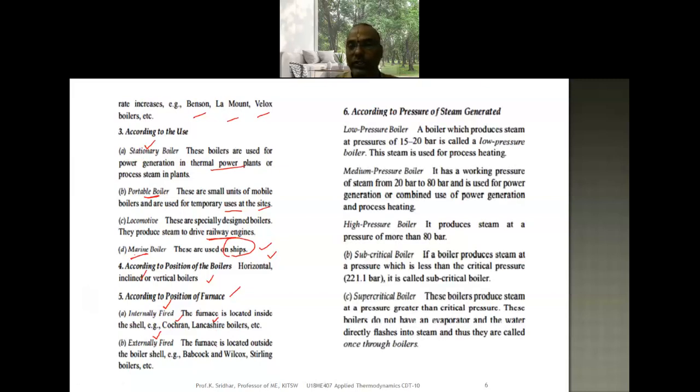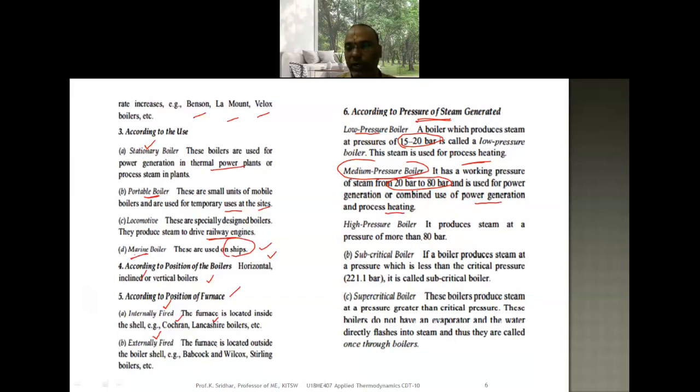The next classification is according to the pressure of the steam generated. If it is producing low pressure, then it is known as low pressure boilers. These are able to generate only 15 to 20 bar pressure. This steam is used for process heating applications. The next one is the medium pressure boilers, that is something above 20 bar, and the range is 20 bar to 80 bar. For medium pressure boilers, the applications are found in power generation as well as process heating.